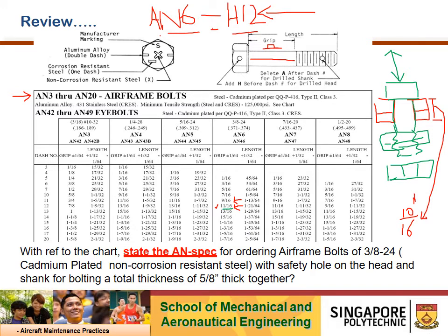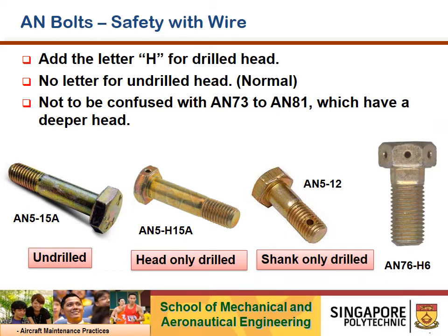This slide further illustrates the AN bolt part number. Most of the time the holes are meant for either wire locking or straight pin installation. So add the letter H for the drilled head. Please remember that. And no letter A, still as per the same drilled head, at the head side. Letter H is for drilled head. If you do not want a hole to be drilled on the manufacturer head, remove the H.